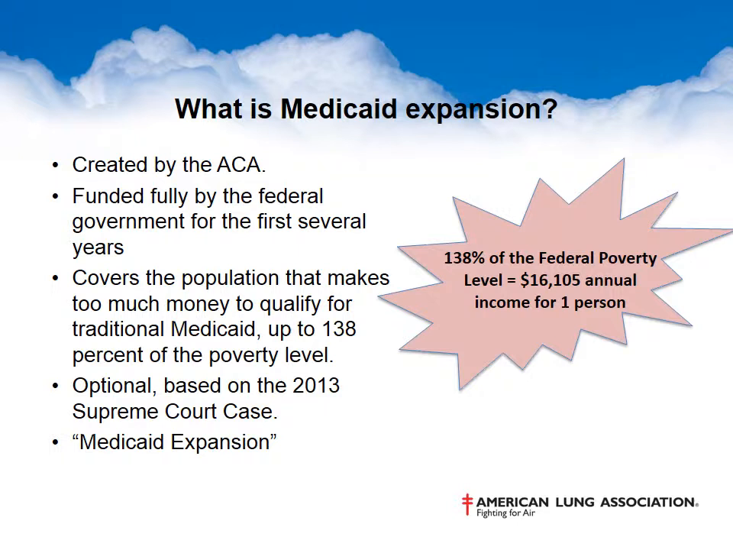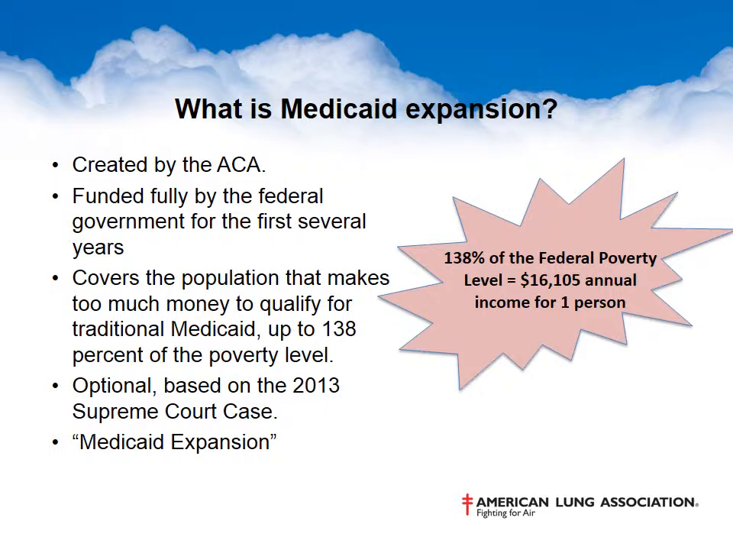The Medicaid expansion will mostly include a lot of adults that could not qualify before, perhaps because they didn't have children. It's easier to qualify for traditional Medicaid if you have dependent children. So a lot of the Medicaid expansion population is going to be childless adults.